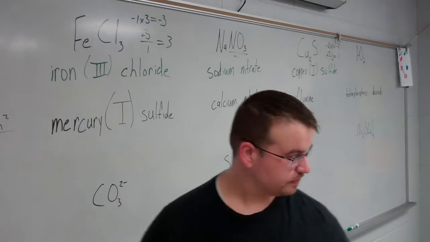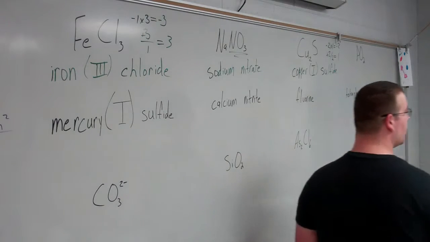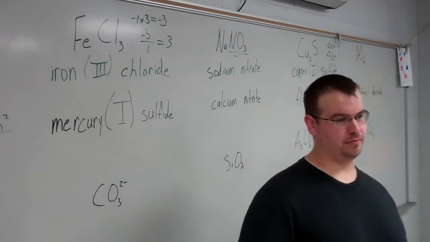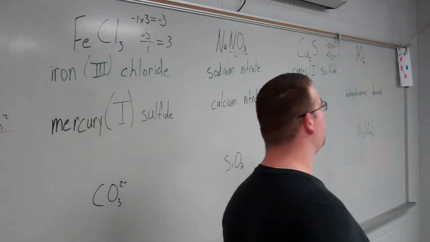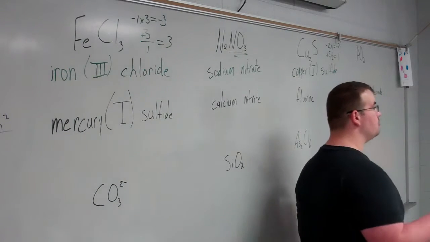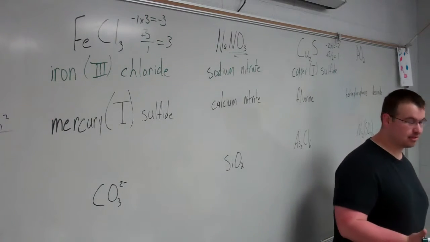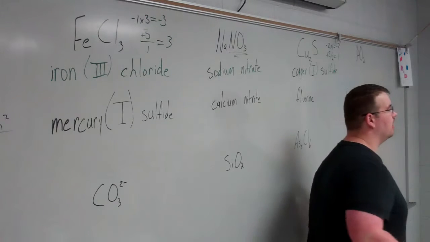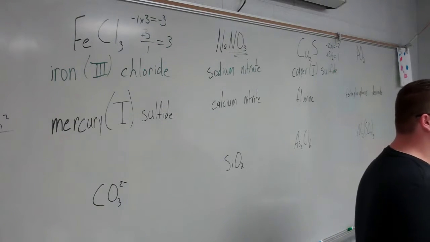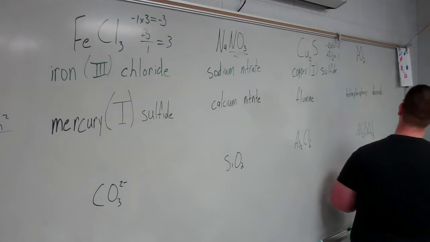PO2. Alright, so we got PO2. How many elements? 2. Do you have an overall charge? No. What type of bond? Covalent. Why is it covalent? 2 nonmetals. Is it an acid? No. How do you know if it's an acid? Hydrogen right in the front. So it's not, and we name it using the covalent prefixes. Alright, so here we go. What's the first prefix?